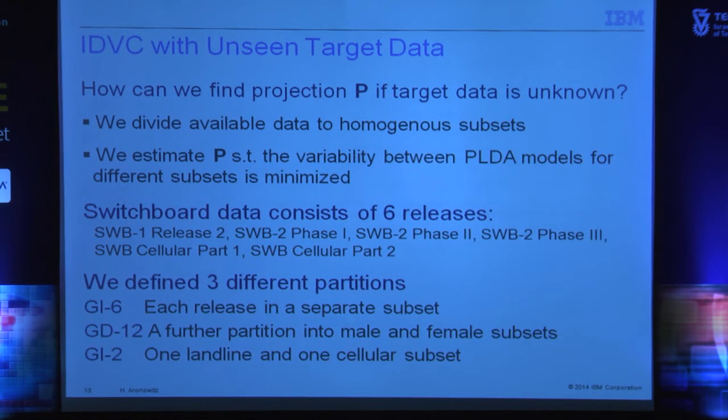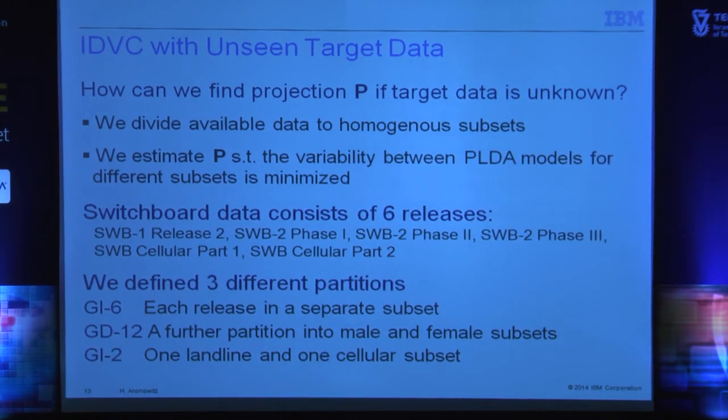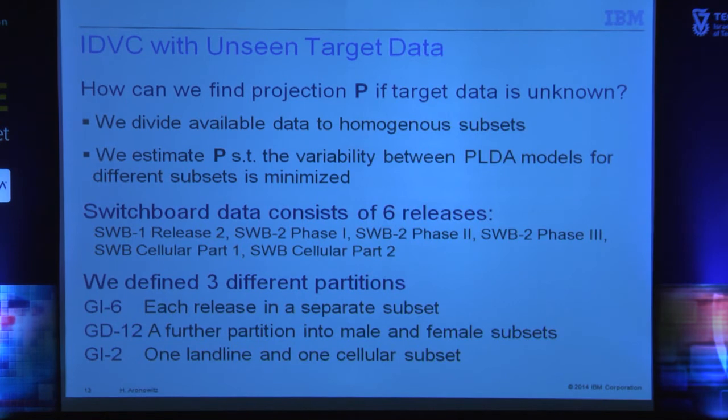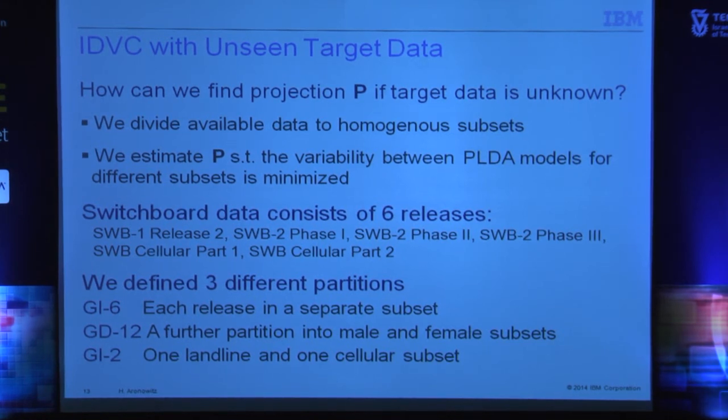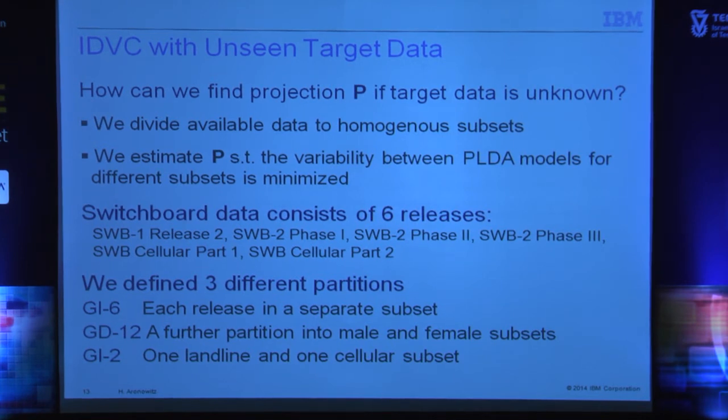So what we did is define several partitions. For example, we took each release into a separate subset, and this gave us one partition. We further partitioned it according to male and female, and we got 12 subsets. And this is another partition. And also we try to have a minimal partition. We selected 2 subsets from 2 releases from the 6, one cellular and one landline. And this is a third partition.